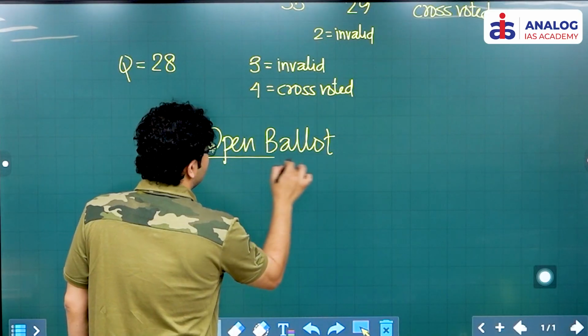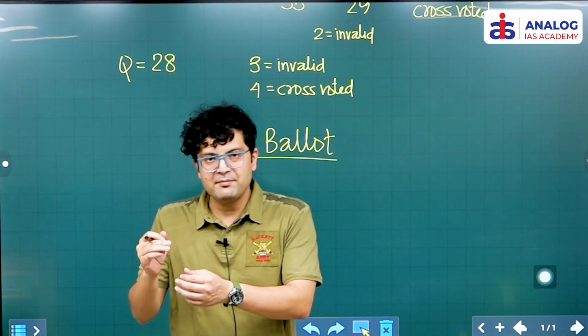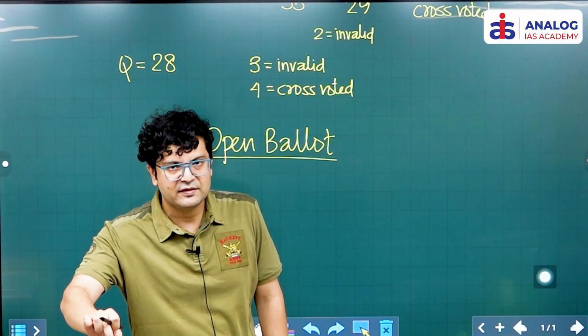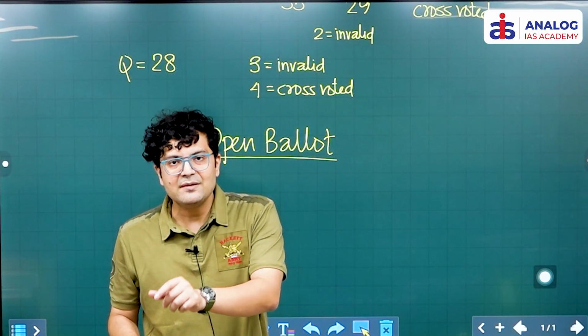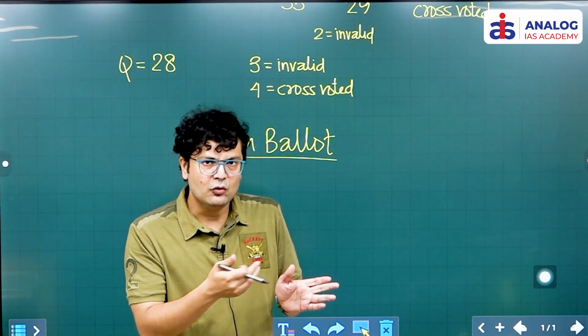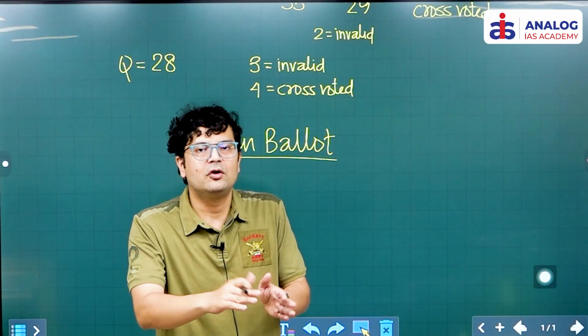What does it mean? This means that if I am a BJP MLA, after I mark my preference and before I drop my vote in the ballot box, there is no EVM here, I must show my vote to a party agent who is sitting there to verify. Open ballot. So my party knows whether I have cross voted or not.